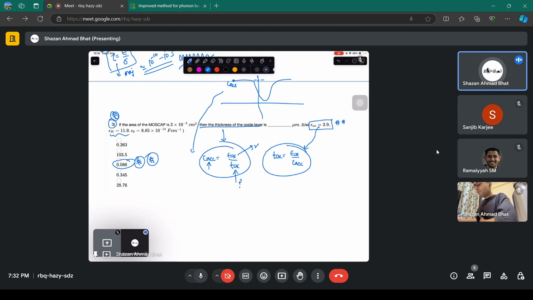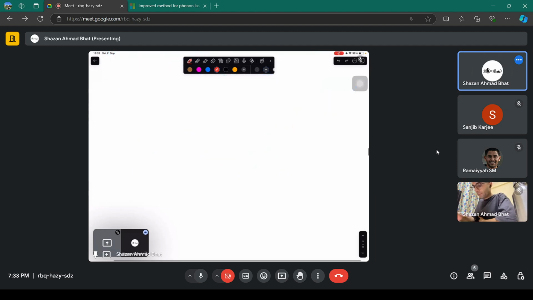You can use it if you want to compute the oxide thickness by using depletion capacitance. In the depletion capacitance, 1 by C equals 1 by C ox plus 1 by C depletion. C depletion is equivalent to epsilon silicon divided by the depletion width. Epsilon silicon is used here, not there. Okay, remember this point. Now we have question 4.